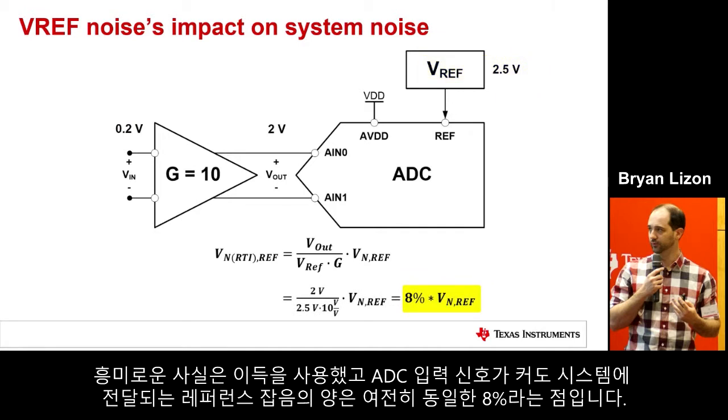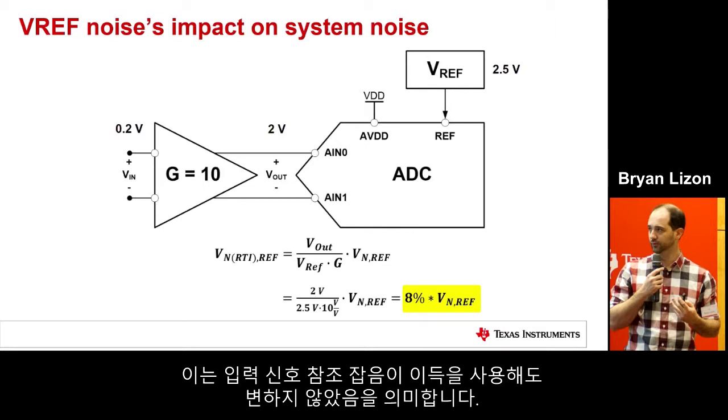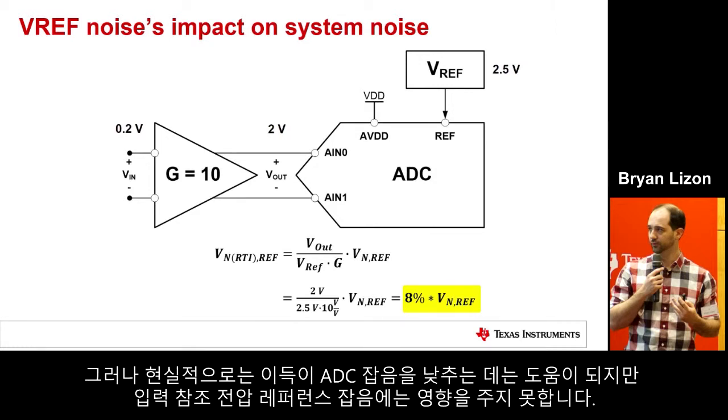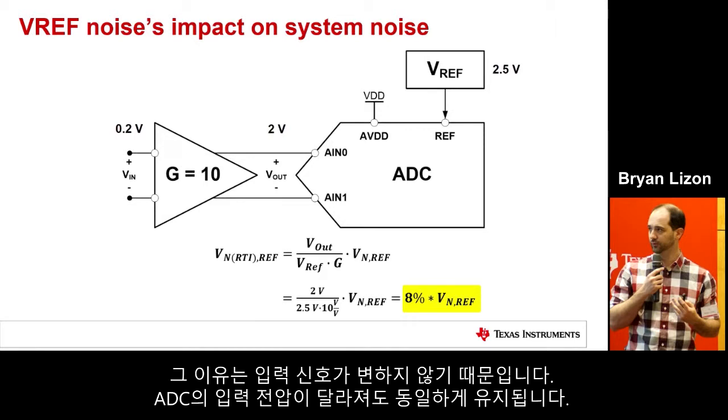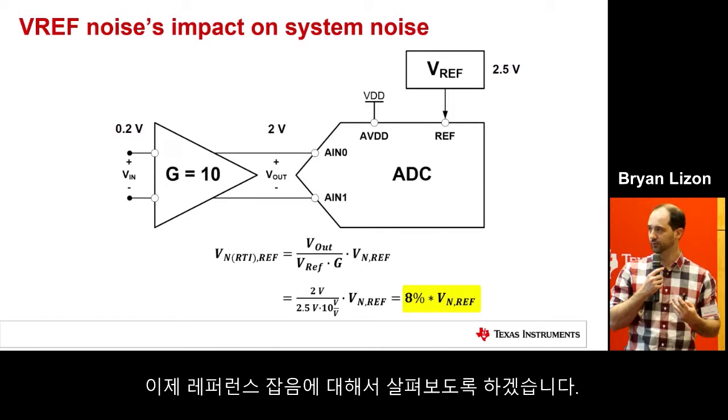What's interesting here is, again, that despite using gain, despite having a larger input signal to the ADC, the amount of reference noise that's passed to the system is the same. It's still at 8%. What that means is that the noise referred to the input of this signal hasn't changed despite using gain. In reality, what the gain is doing is helping you lower the ADC noise, but it's having no effect on the input referred voltage reference noise. That's because this input signal isn't changing. It's staying the same even though the input to the ADC is different. But we're talking about reference noise at this point.